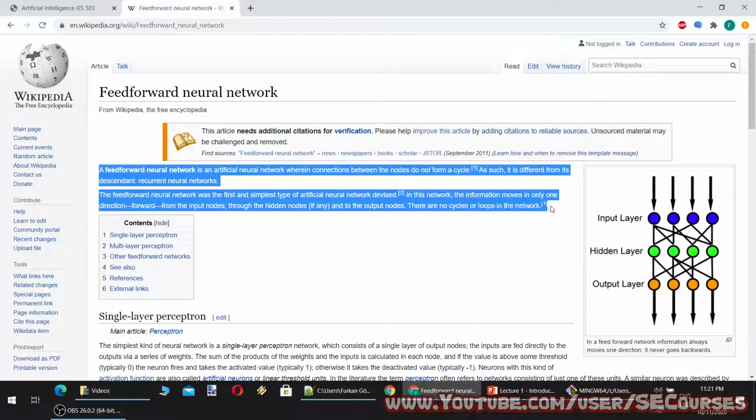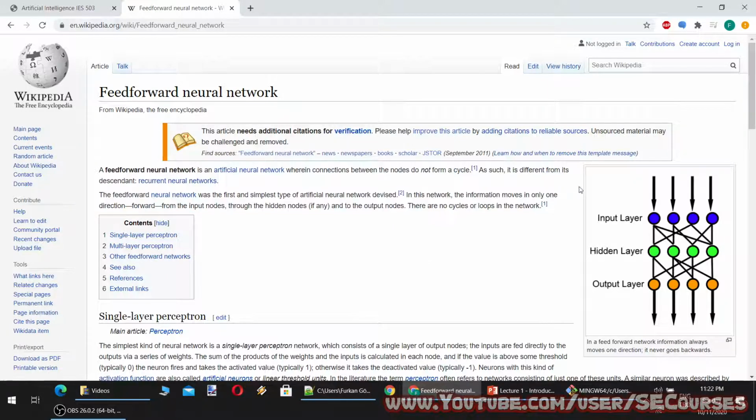Let's have some information about them. A feed-forward neural network is an artificial neural network wherein connections between the nodes do not form a cycle. As such, it is different from its descendant, recurrent neural networks. The feed-forward neural network was the first and simplest type of artificial neural network devised. In this network, the information moves in only one direction, forward, from the input nodes, through the hidden nodes, if any, and to the output nodes. There are no cycles or loops in the network.